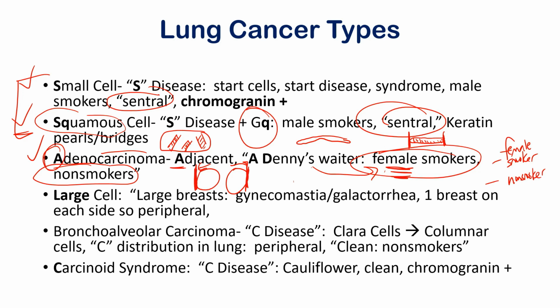Female smoker or non-smoker. And these are the two that you really need to be thinking of adenocarcinoma. Okay, so let's move to the next one. The next one is large cell carcinoma. This mnemonic helps me a lot as well.